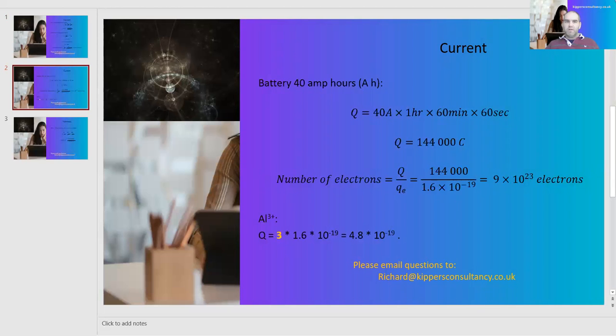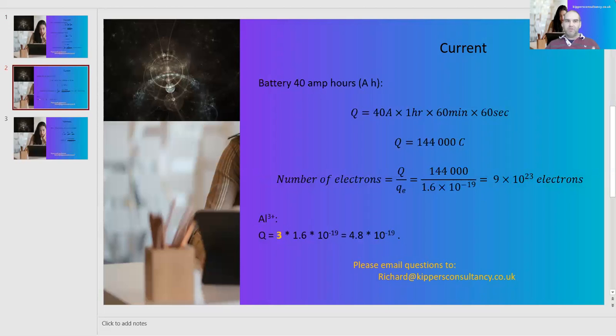Now let's look at another example. A battery is described as having an energy of 40 amp hours by the manufacturer. What does this mean? We sometimes see the words amp hours written as capital A, space, lowercase h. Ah can be thought of as amps, which is of course the measure of current, multiplied by the time in hours. Remember, if we multiply a current by a time, we get the charge.